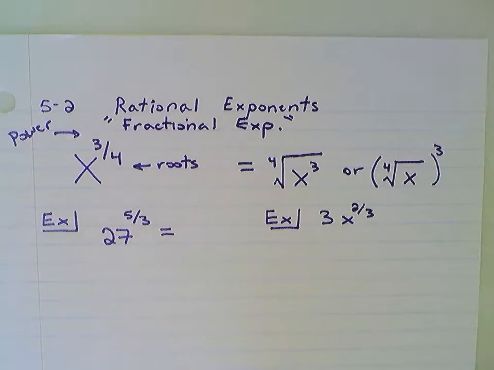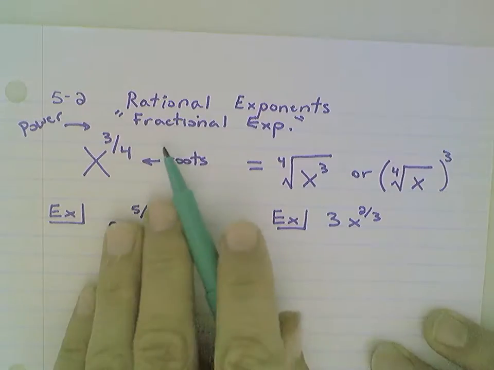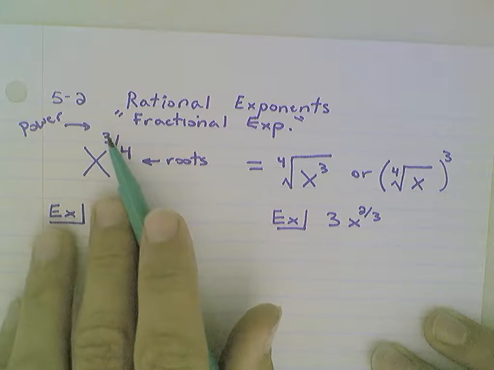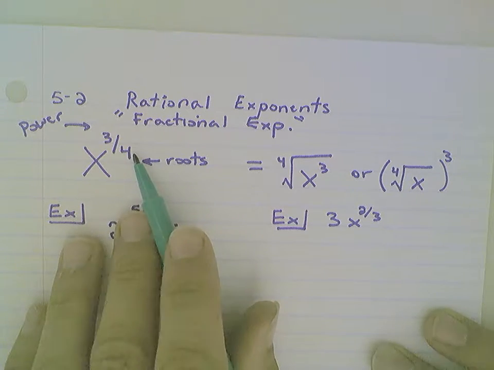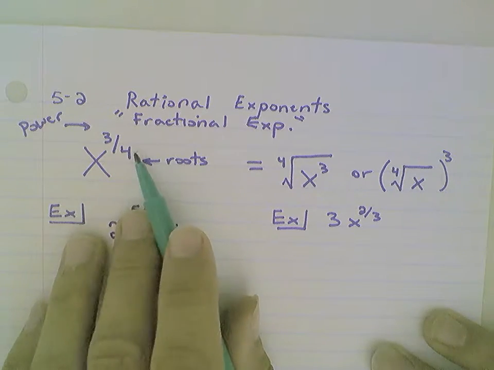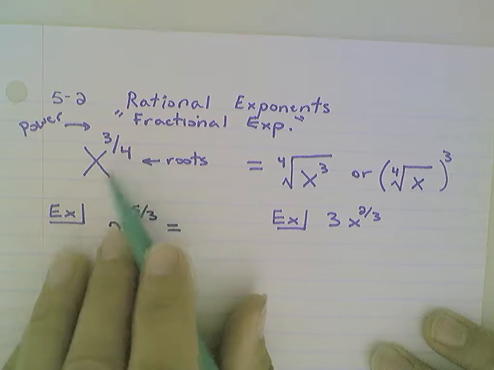In this video, we're going to look at rational exponents. So rational exponents, you can almost think of them as having a fractional exponent. For example, I have x to the 3/4, which is an example of a rational exponent. You'll notice that I have a fraction as the exponent on the x value.